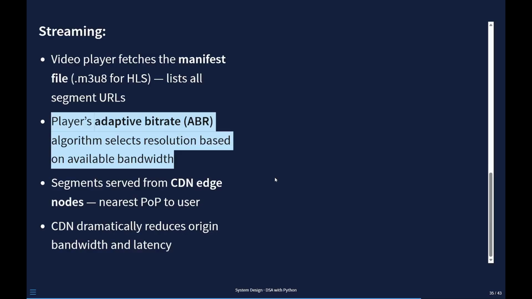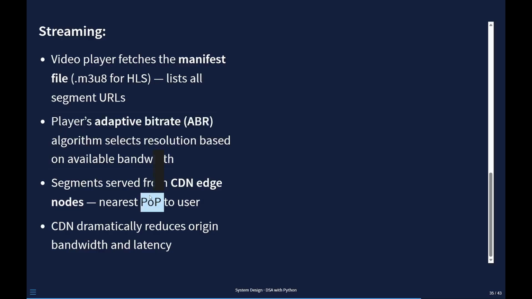It then uses an adaptive bitrate algorithm, ABR, to select the highest quality it can sustain, given the viewer's current bandwidth and buffer state. If bandwidth drops, it steps down to a lower quality. If bandwidth improves, it steps up. The viewer always gets the best possible quality without buffering.